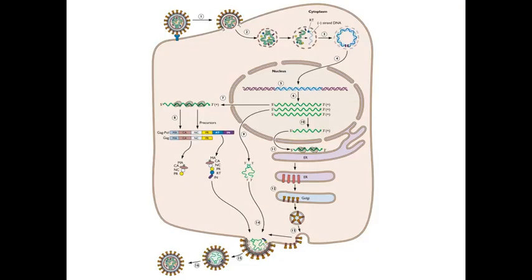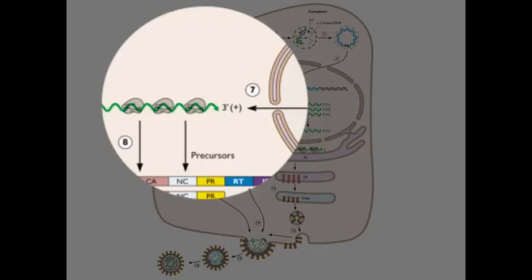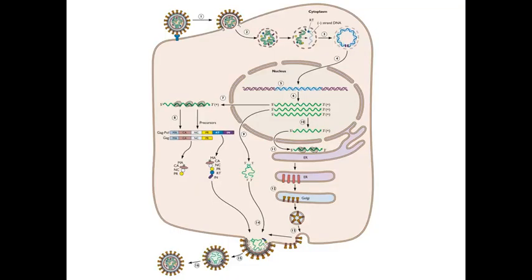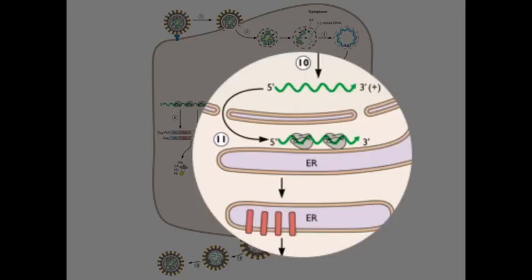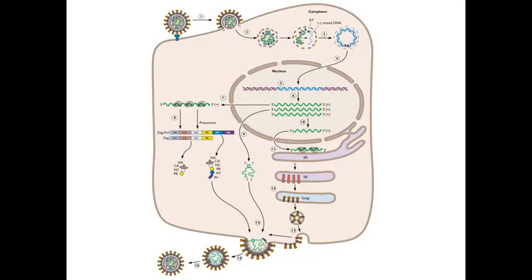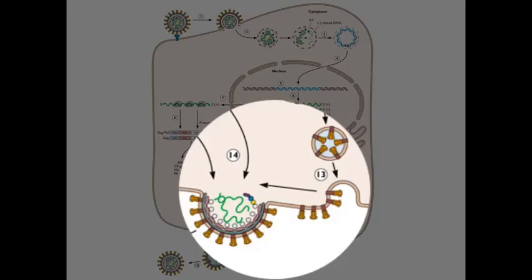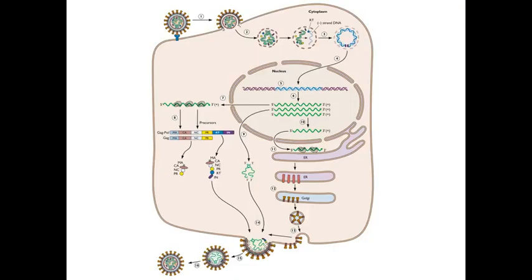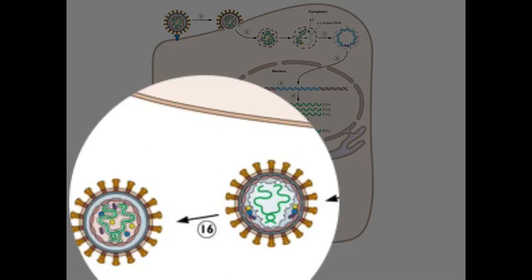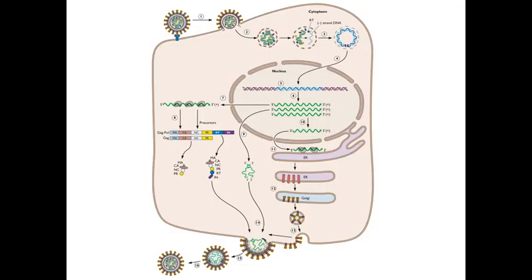And these, of course, are exported. Some of them are exported without splicing to give rise to structural proteins and the reverse transcriptase and integrase. Some of these messenger RNAs are spliced and exported to make the glycoproteins for the envelope. And eventually, new genomes, glycoproteins, and structural components are assembled at the plasma membrane, and a new particle buds off. We'll talk about this assembly process in more detail in a couple of lectures during assembly.